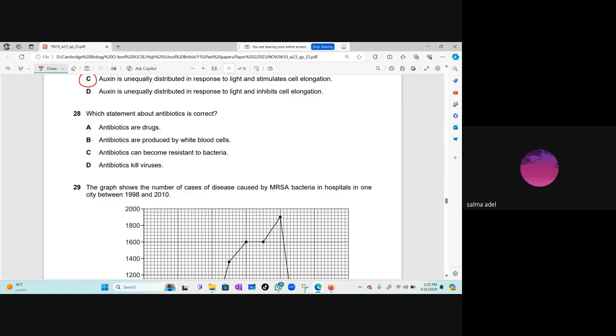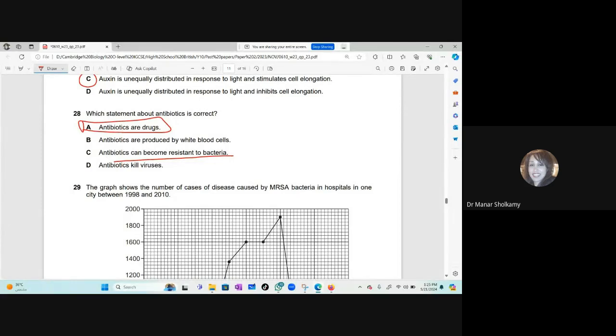Who produces antibodies? The antibiotic, it's A. And an antibiotic is a drug you take through your mouth when you're sick. Antibiotics are produced by what? But who said B? Who said B? I thought it said antibodies. Okay, it's A. Antibiotic. It can become resistant to bacteria.